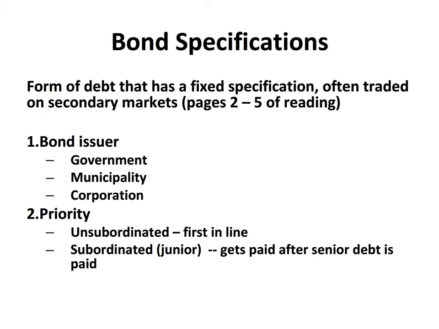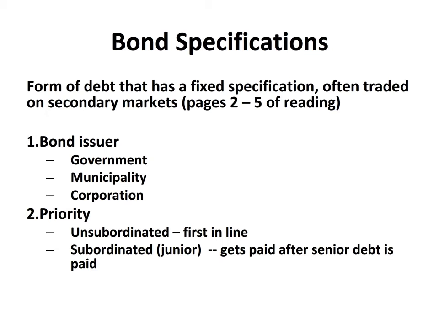Second specification is the priority. And there's essentially two broad types, senior debt and subordinate debt. Senior debt would be first in line. If any of the bond issuers go into bankruptcy, the first debt holder would get paid. Subordinate or junior debt would get paid after senior debt is paid, and there can be various degrees of subordinate debt.